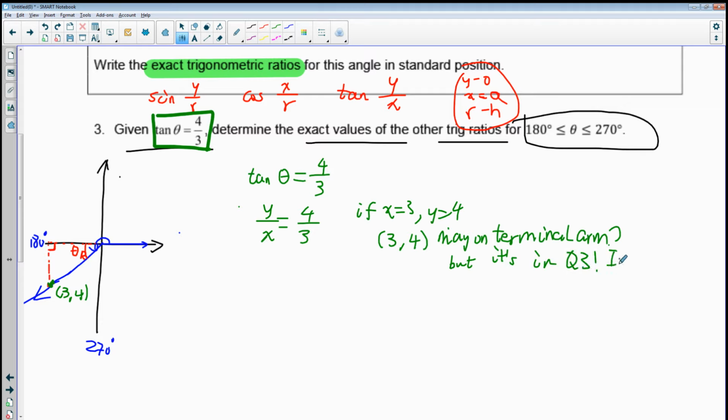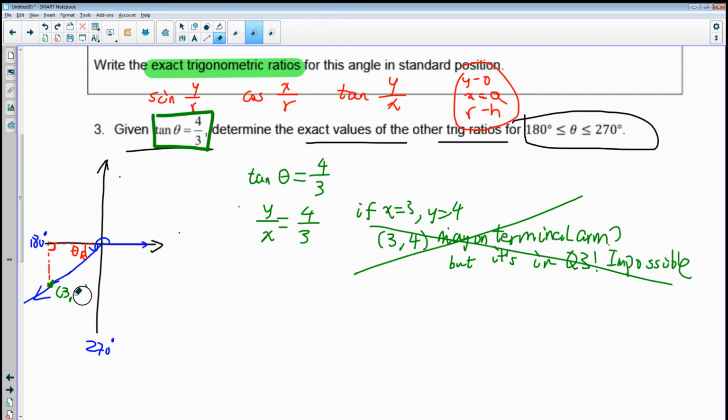Impossible. Huh. Is this question impossible? Or can we find another point that satisfies this ratio? So nope, doesn't work. 3, 4 doesn't work. We gotta erase it. Is there another point we should satisfy this property that can lie in quadrant 3?